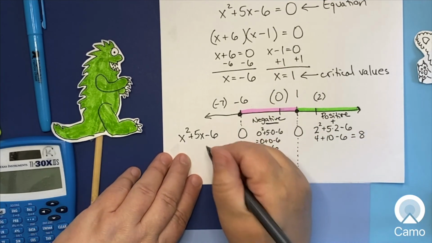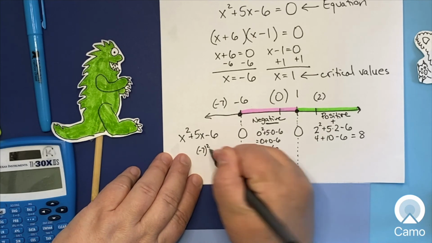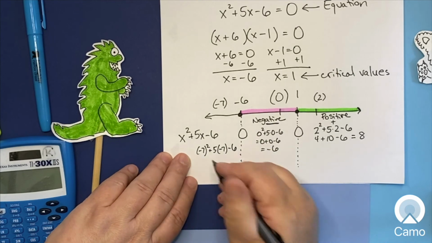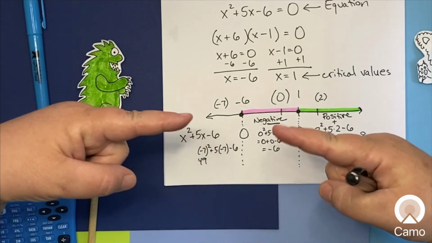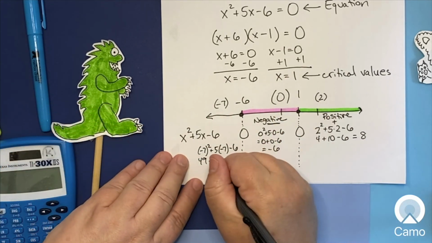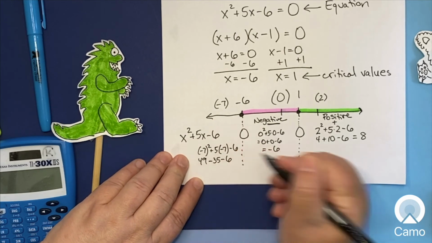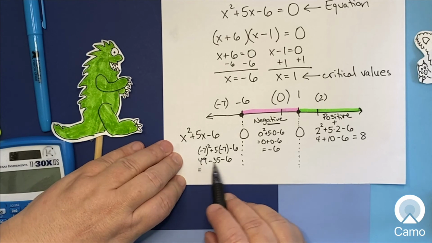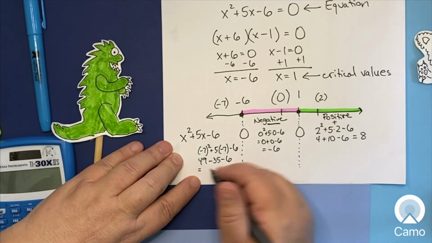So over here, I've got -7 squared plus 5 times -7 minus 6. So I've got positive 49, because again, 2 pluses, minus 35 minus 6. 49 minus 35 is 14, minus 6 is 8.